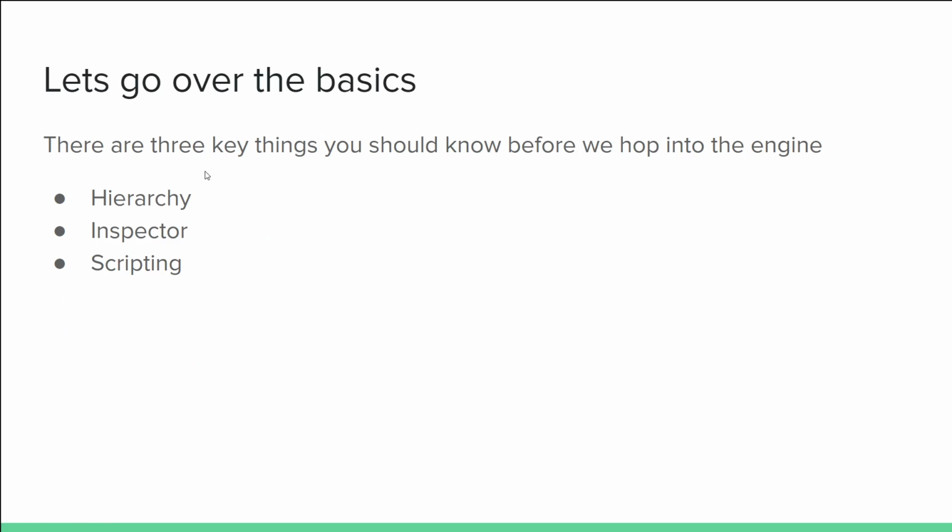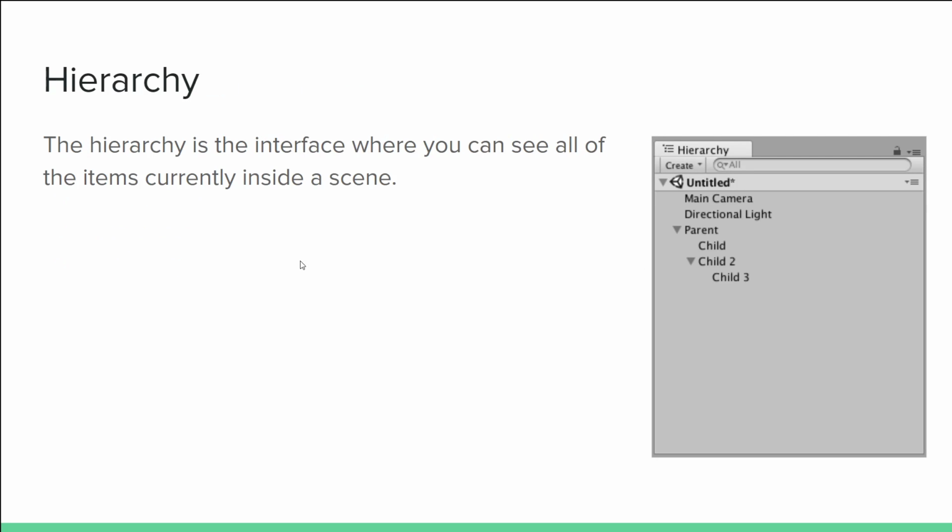So there are just 3 things I want to cover before we actually jump into the engine. I feel like these are the necessities to know. So there's the hierarchy, the inspector, and just how scripting works in the engine. I'll start with the hierarchy. The hierarchy is the interface where you can see all of the items currently inside a scene. The way Unity works is a scene contains all of the information for, say, a level. So you would think of a scene as basically just a level. Inside a level, you'll have the camera, the lighting, and then just all the objects that are inside that level. So that's pretty basic.